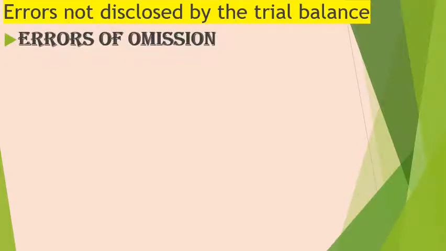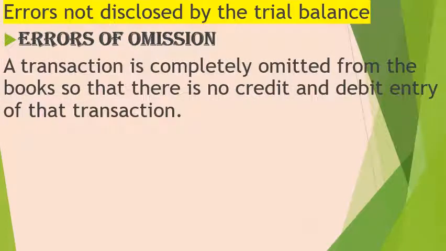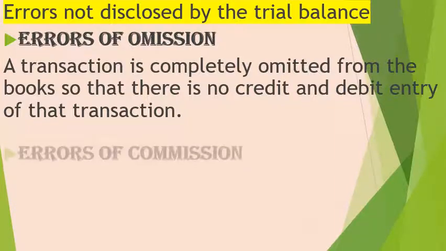Errors of omission. The transaction is completely omitted from the books so that there is no credit and debit entry of that transaction. Right from the beginning, you prepare your cash account, you have omitted something, you skipped it. You continue double entry, and then when you prepare your trial balance, you get the same totals, yet you made a mistake because you skipped out a given item.